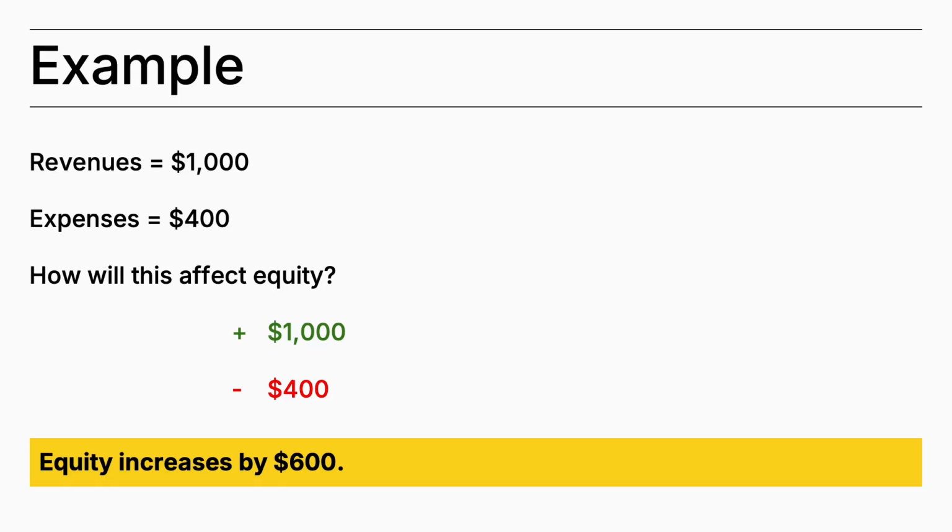Therefore, the business still keeps $600. That remaining amount is profit. And because profit increases equity, equity increases by $600.